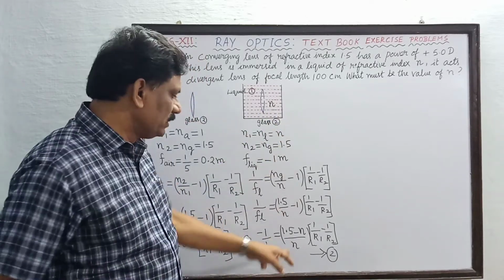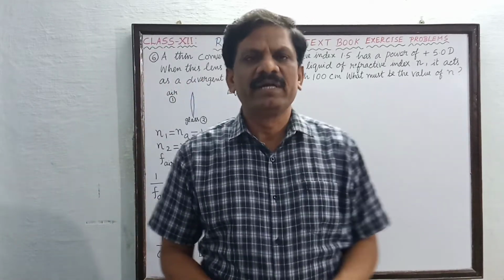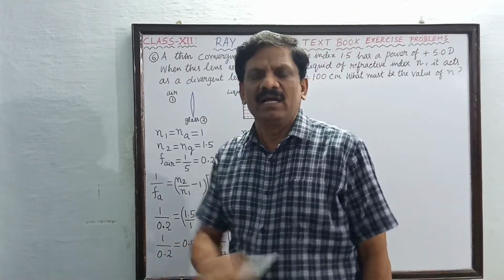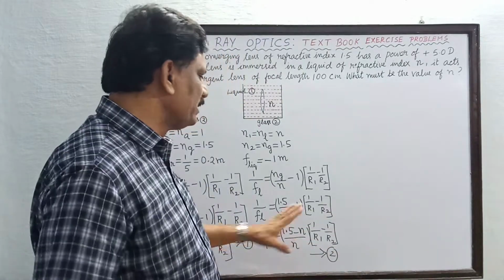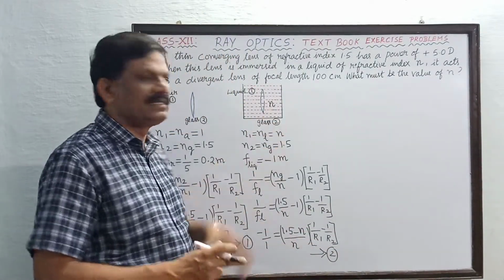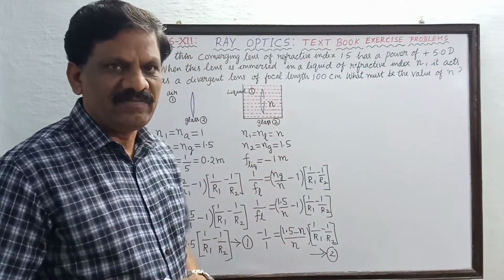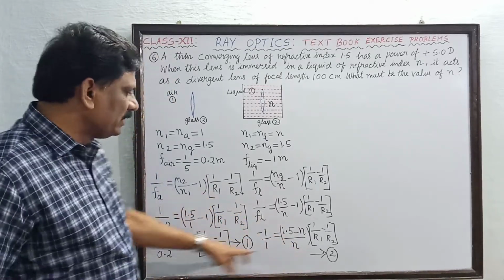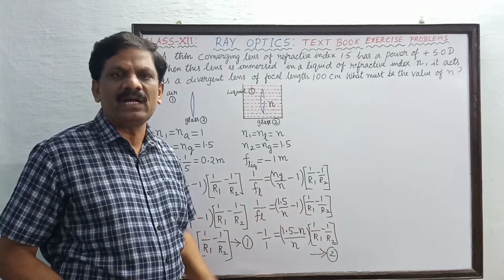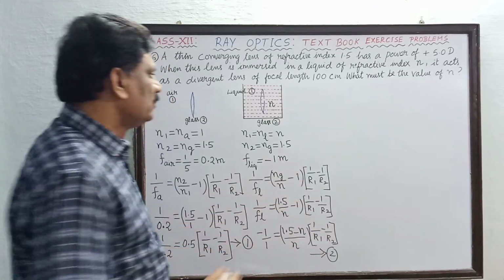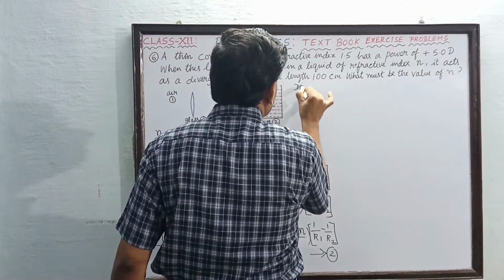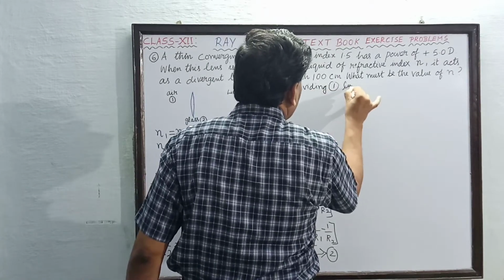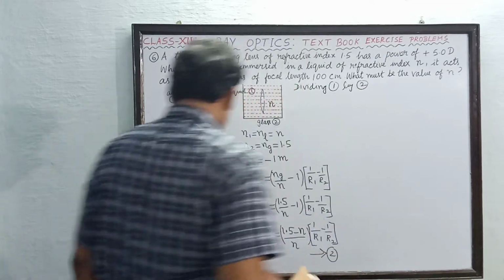Have you all understood the second equation also? So I have written now two equations: one when the lens is placed in air, and equation 2 when the lens is placed in the liquid of refractive index n. I am going to divide the first equation by the second equation, so that this common term 1 by R1 minus 1 by R2 can be eliminated. So dividing equation 1 by equation 2.